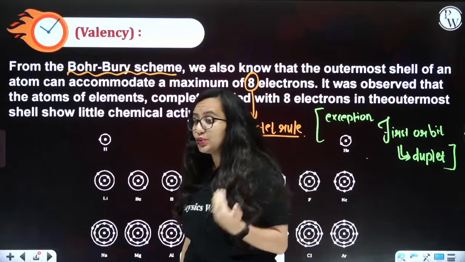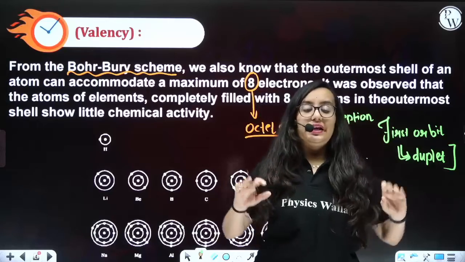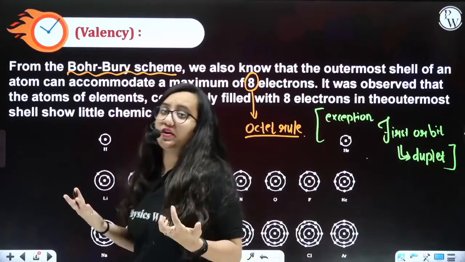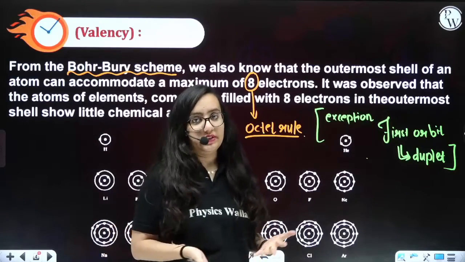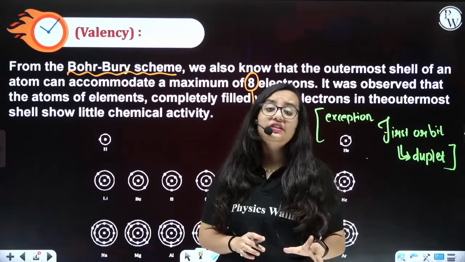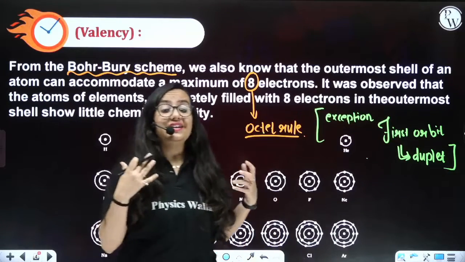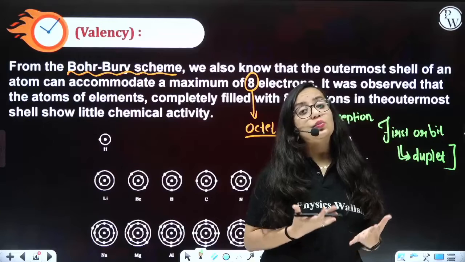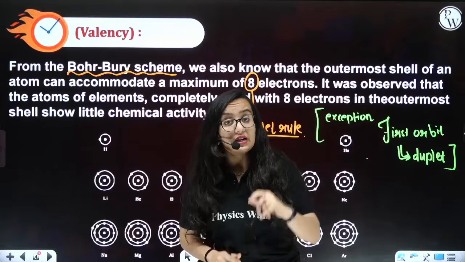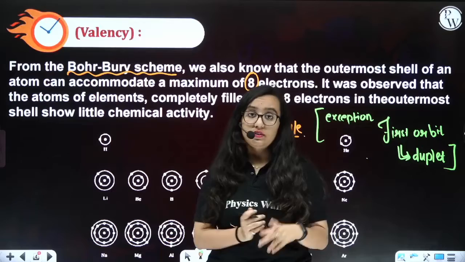So what will it do? It is very simple: every single thing in this universe is trying to attain what? Stability. Either you or me or any atom, any element, anything, they are all trying to attain stability. Everybody wants to be stable. So if they do not have 8 electrons, they will try to attain 8 electrons. How will they try? That is a good question.